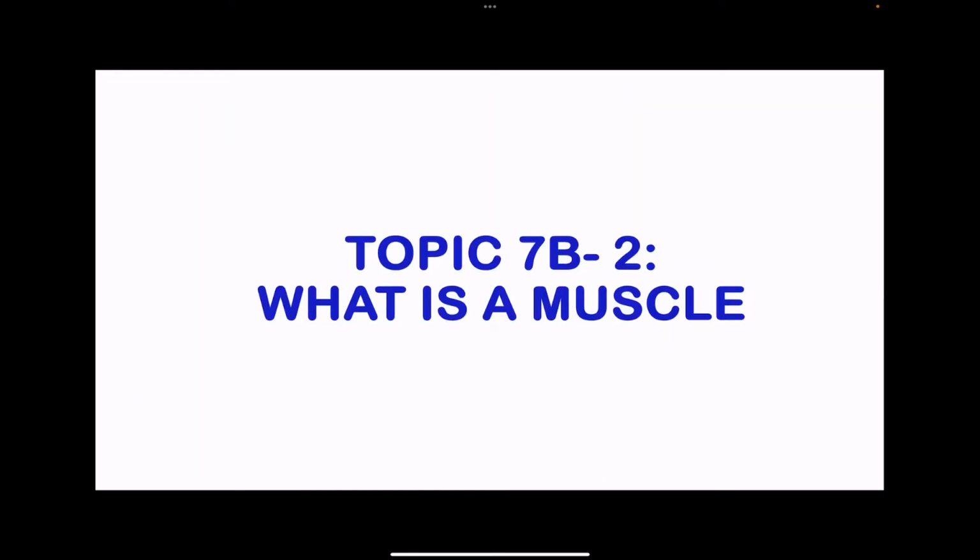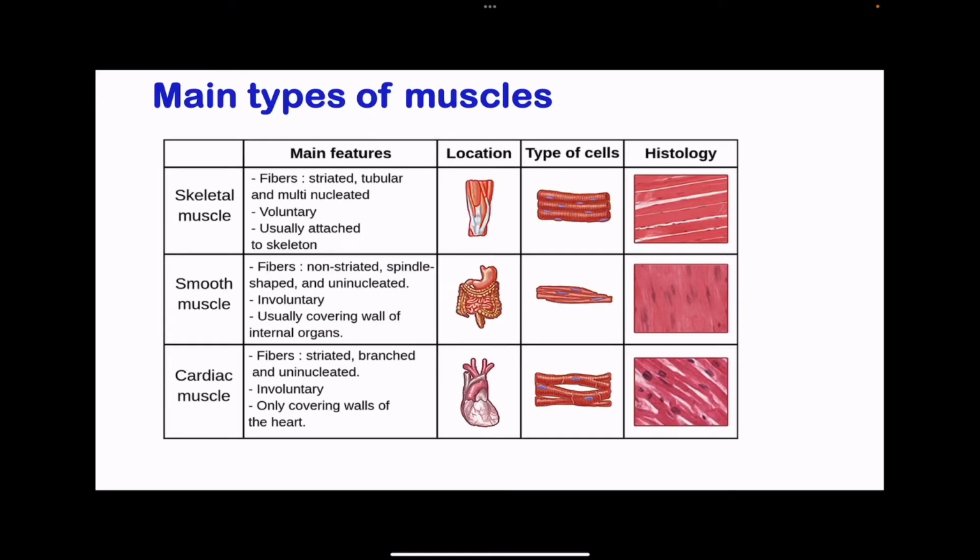Going on to topic 7b2. What is a muscle? Muscles are made up of protein and they consist of large numbers of long cells. These are called muscle fibers. The muscle fibers are held together by connective tissue. Muscle fibers contract to shorten in order to do work. And when muscle fibers are relaxed, they are pulled back to their original length.